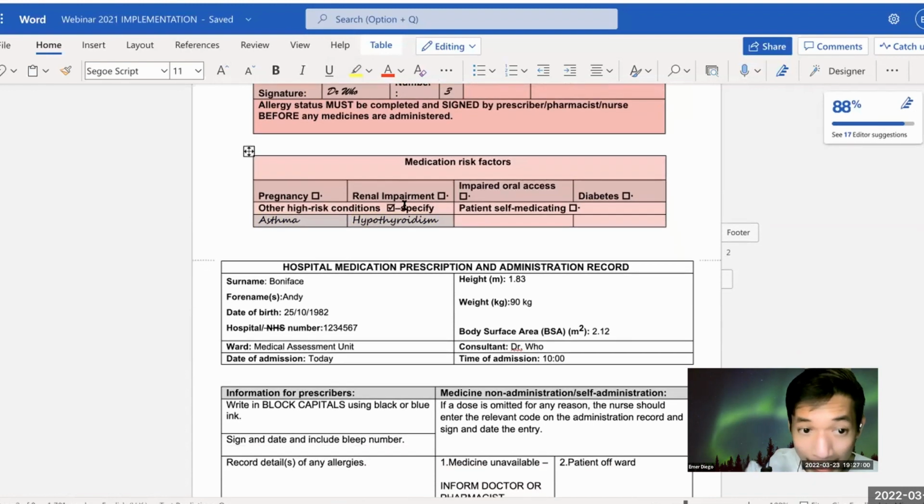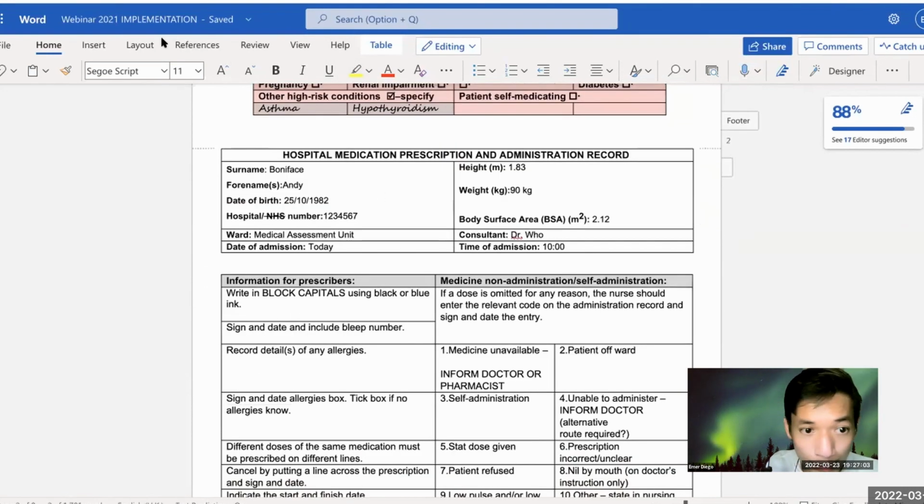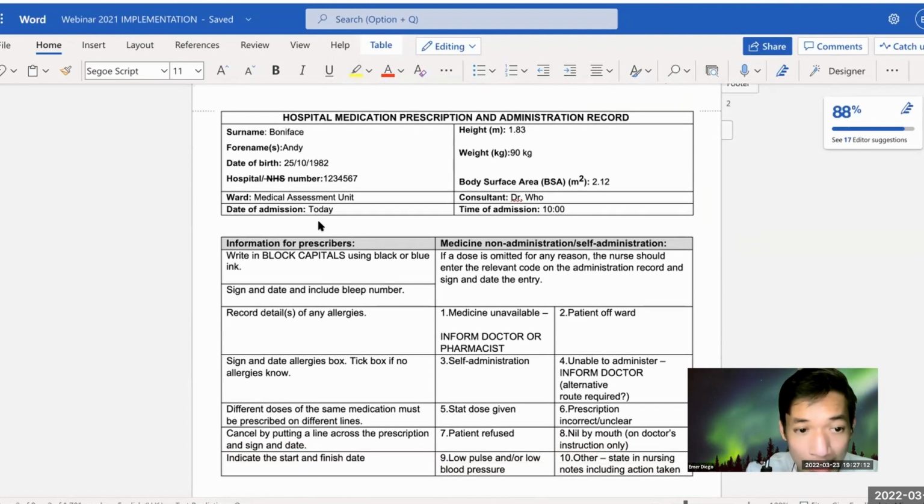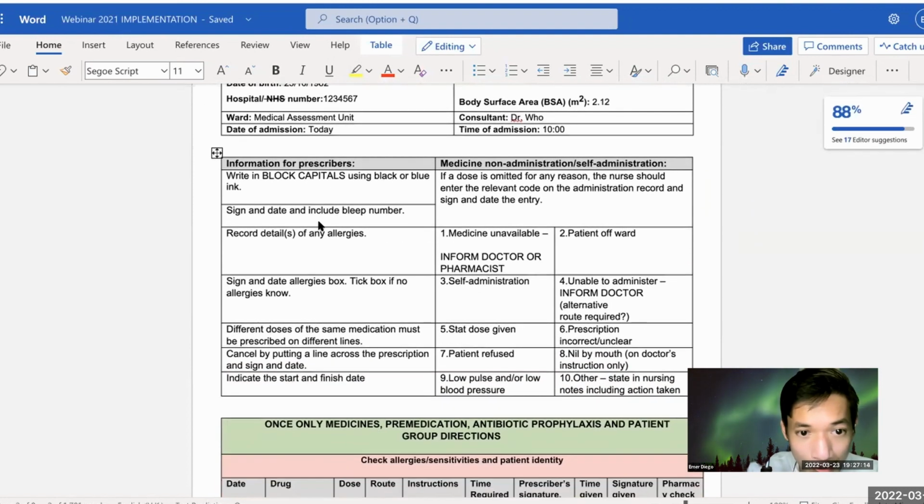Next is your second page. Again, the patient's surname is Boniface, the patient's forename is Andy, and all the details are still the same. And I'm happy to proceed. Again, you don't have to read everything because you will run out of time. The information for the prescribers and non-administration or the codes are readily available here.